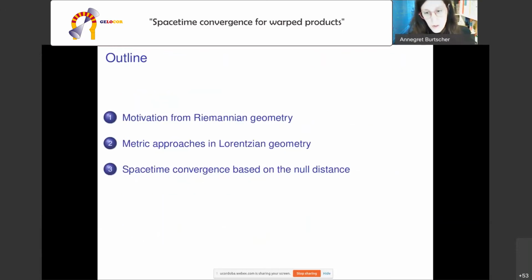My talk is set up as follows. I'll first talk a little bit about motivation from Riemannian geometry. So ideally, what would one obtain, or can one obtain, using such ideas? Then we'll dive into metric approaches in Lorentzian geometry. We've already heard a little bit from Olaf Müller on Tuesday, or was it Monday? I forgot. And then in the last part of the talk, I'm going to discuss the null distance and convergence with respect to the null distance.